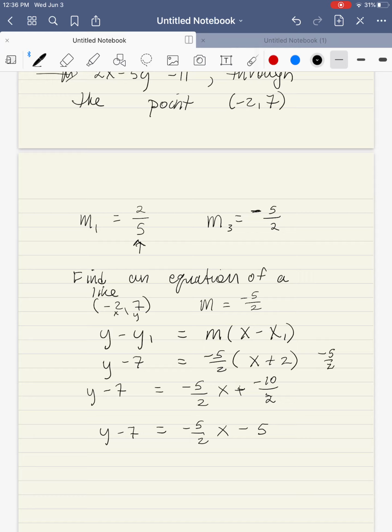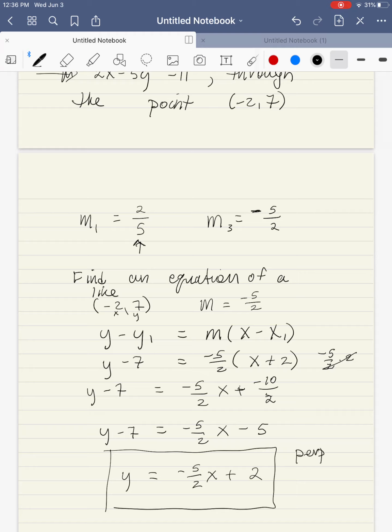It's -5, because 10 divided by 2 is 5. I could have also, if I had done it like this, seen that my 2's cancel and I just get -5. So now I can add my 7 to both sides. And -5 plus 7 is plus 2. And this is the equation of my perpendicular line. And notice that it has yet again a different y-intercept because it is a different line, and the slope is a negative reciprocal to the previous 2 parallel lines.